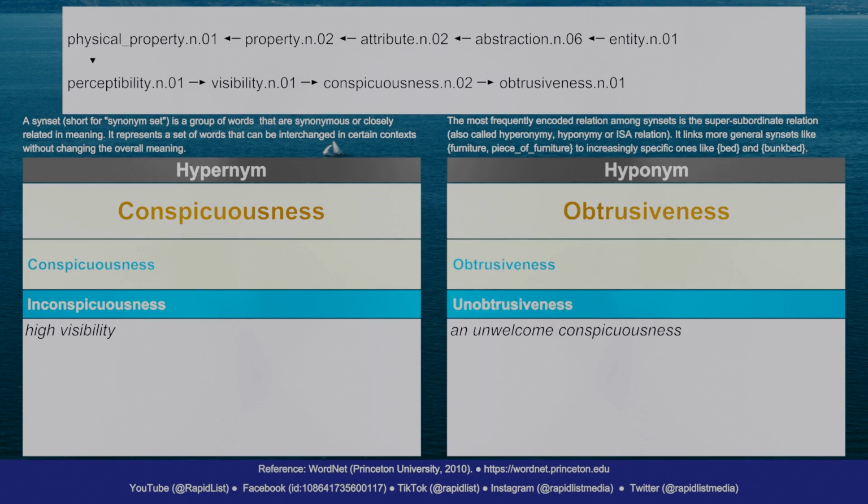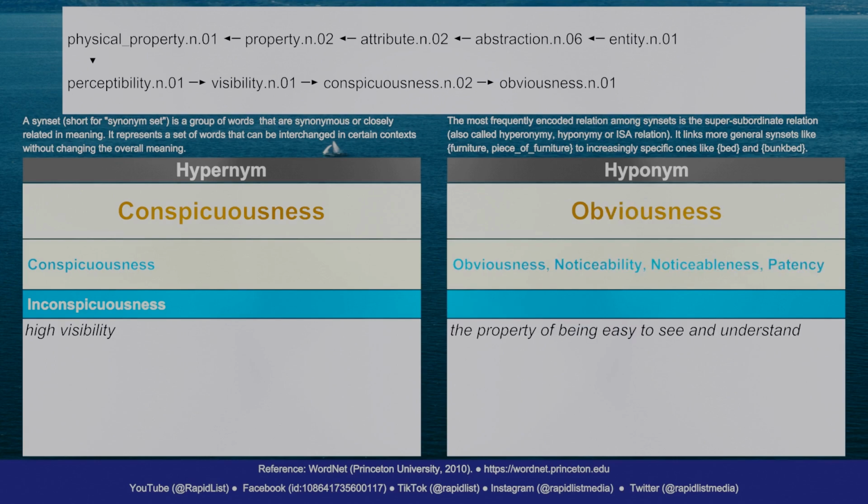Obtrusiveness. An unwelcome conspicuousness. Obviousness. The property of being easy to see and understand.